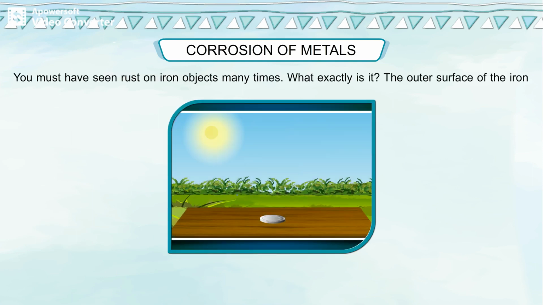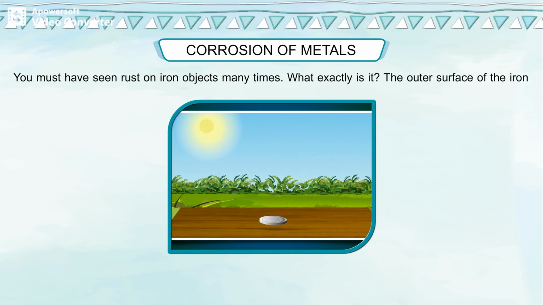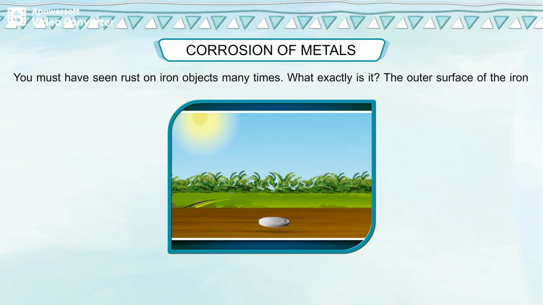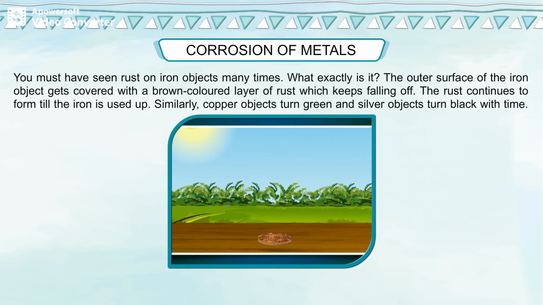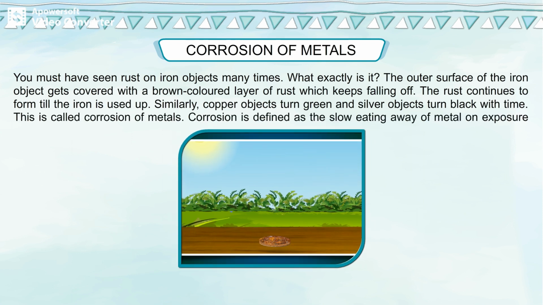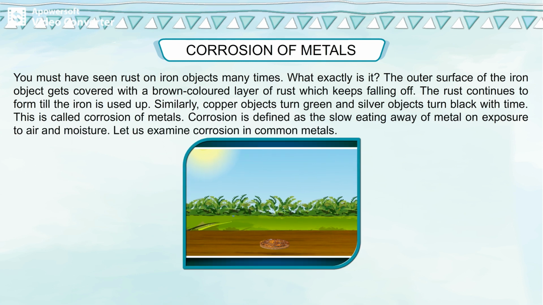Corrosion of metals. You must have seen rust on iron objects many times. What exactly is it? The outer surface of the iron object gets covered with a brown-colored layer of rust, which keeps falling off. The rust continues to form till the iron is used up. Similarly, copper objects turn green and silver objects turn black with time. This is called corrosion of metals. Corrosion is defined as the slow eating away of metal on exposure to air and moisture.